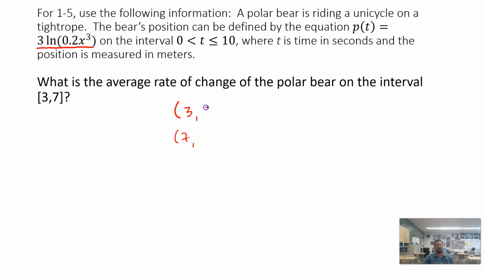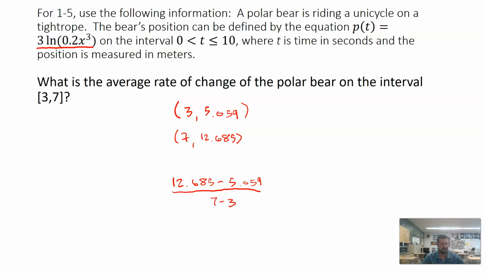When we do that with 3, we get 5.059, and when we do that with 7, we get 12.685. So now I have my 2 points. I just need to find the slope between those 2 points, and that will give me my average rate of change on this interval. So 7 minus 3 here.